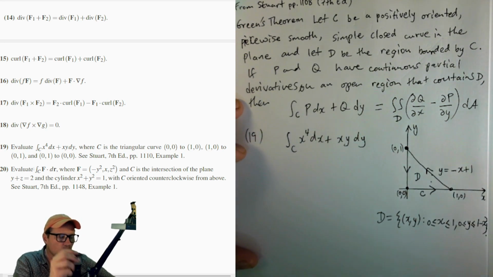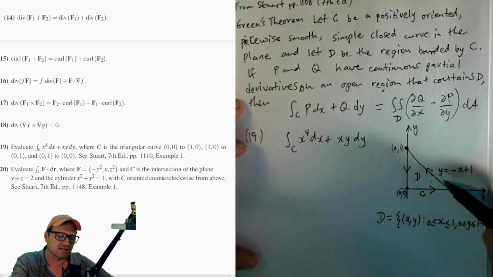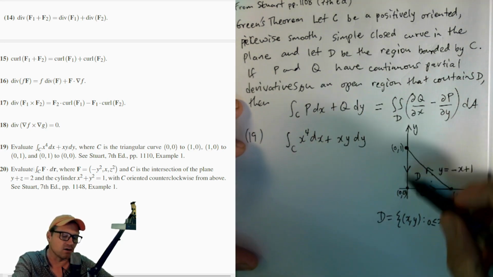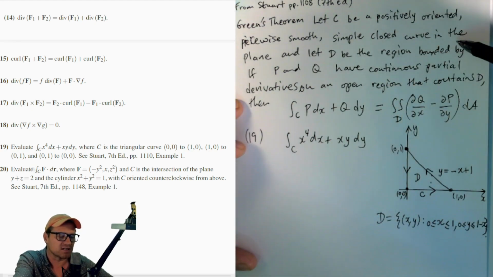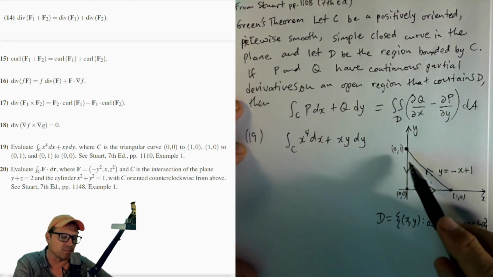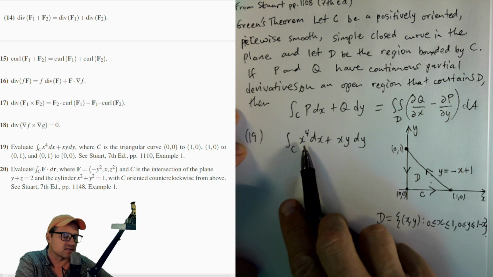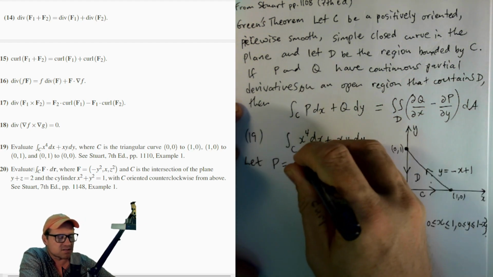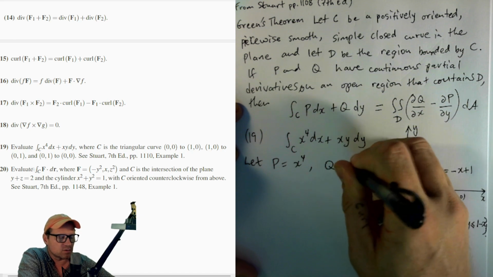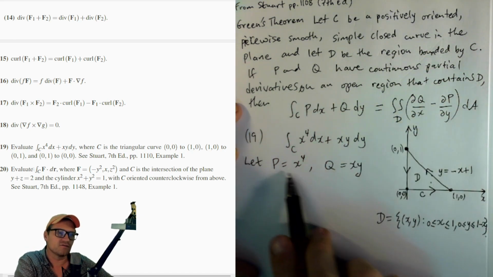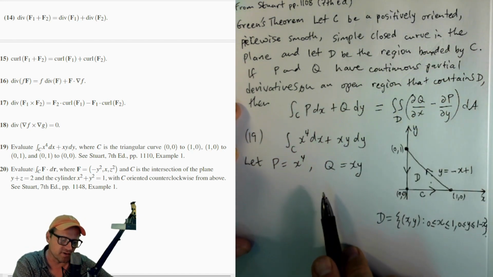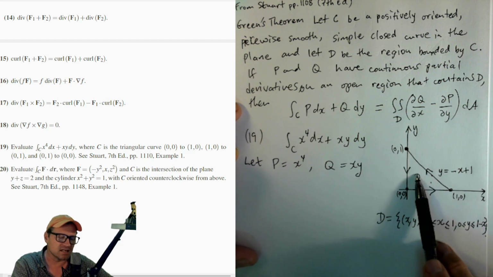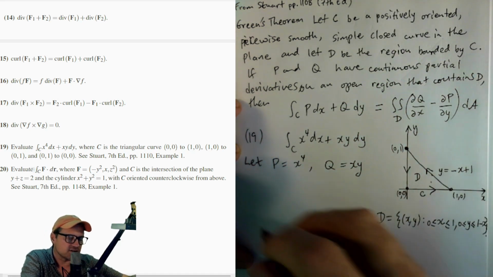Okay, so according to Green's theorem, because we have a positively oriented, so counterclockwise arrows, piecewise smooth, simple connected curve in the plane, D is bounded by C. Now P is this and Q is this. So let P be equal to x to the fourth and Q be equal to x times y. These two functions do have continuous partial derivatives on D, and so let's differentiate these.